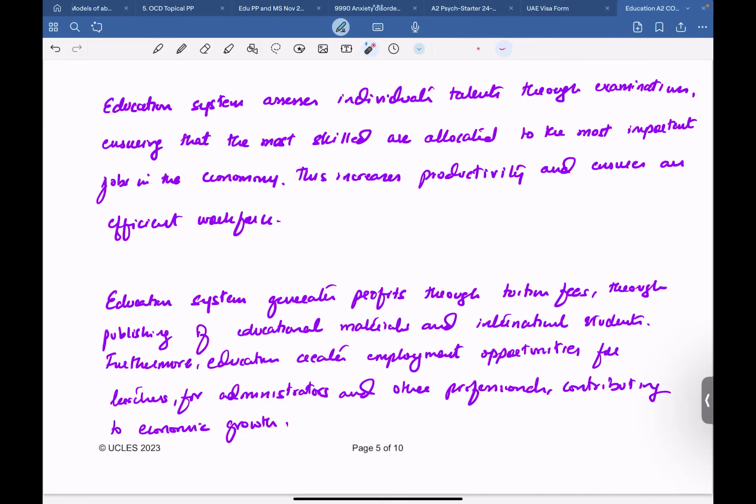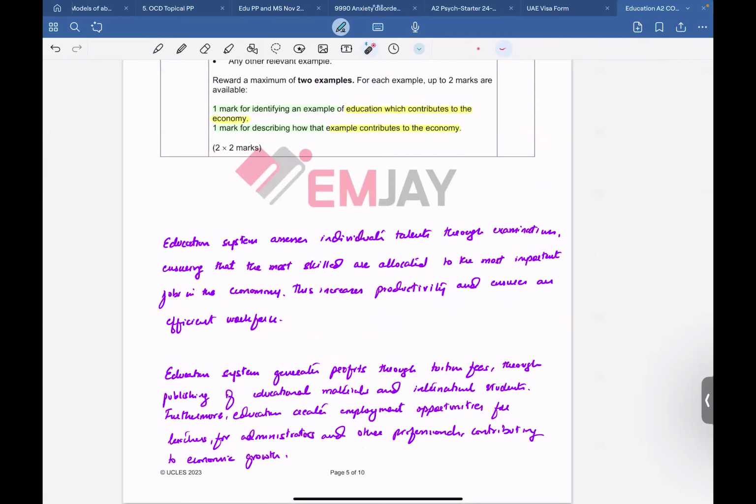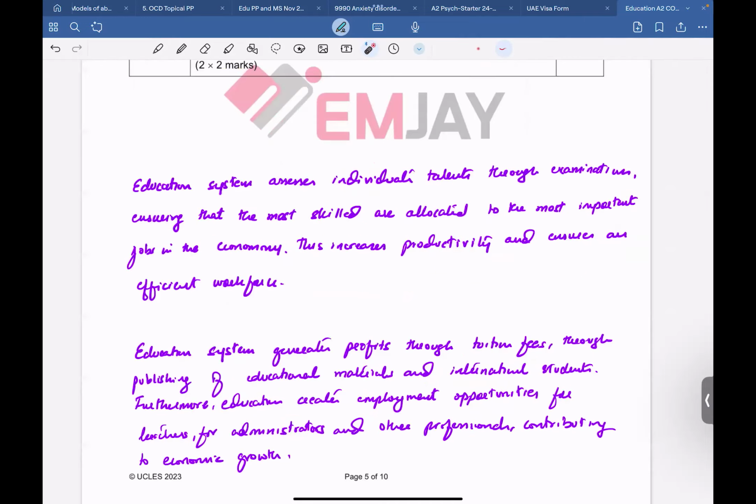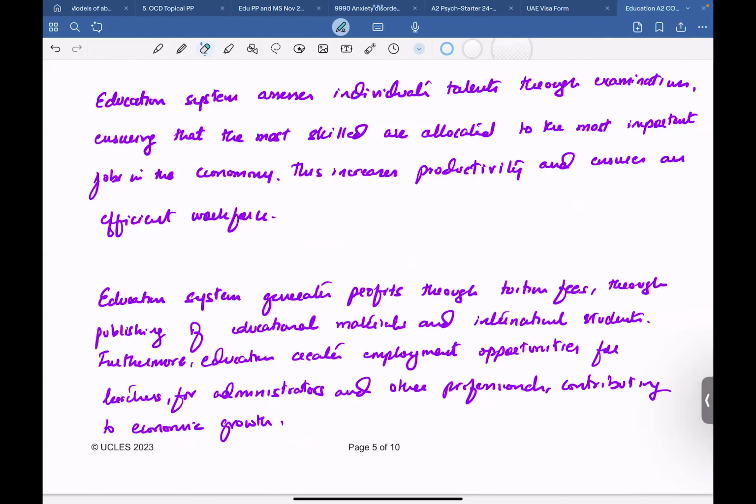And when we say you get the first mark for identification, you get the second mark for describing it. This includes both identification and description. This is how your 2 paragraphs should be like. Can I make this short? Of course, I can make this short.